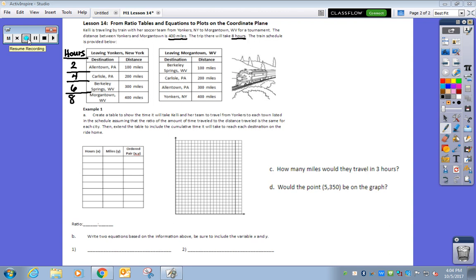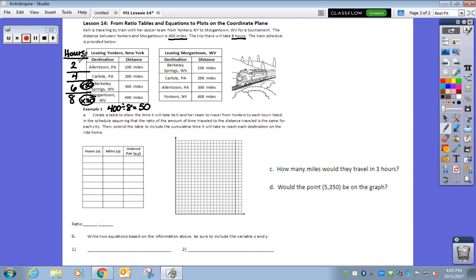Another way I could have done that is by taking the 400 miles and dividing it by the 8 hours to see that I'm going by multiplying by 50. So 8 times 50 gave me that 400, meaning I'm going to do 6 times 50 to get 300, or since I didn't have the 6, I would really be doing 300 divided by 50 because I'm going backwards to get that 6. 200 divided by 50 would get me the 4. 100 divided by 50 would get me that 2 hours.